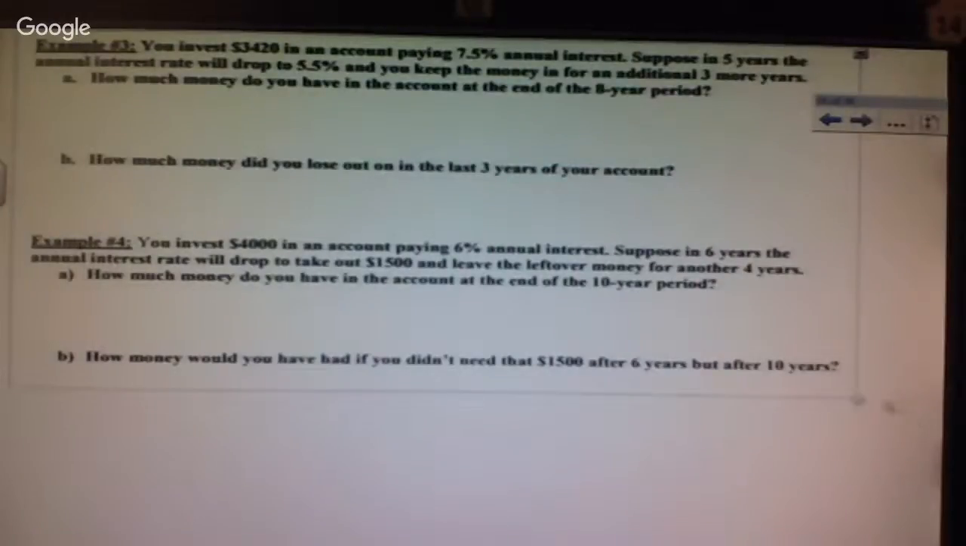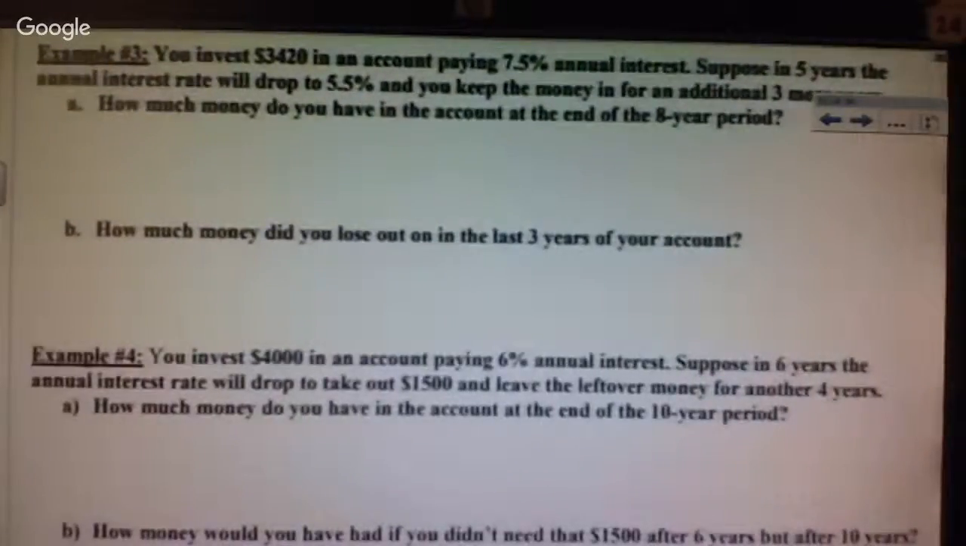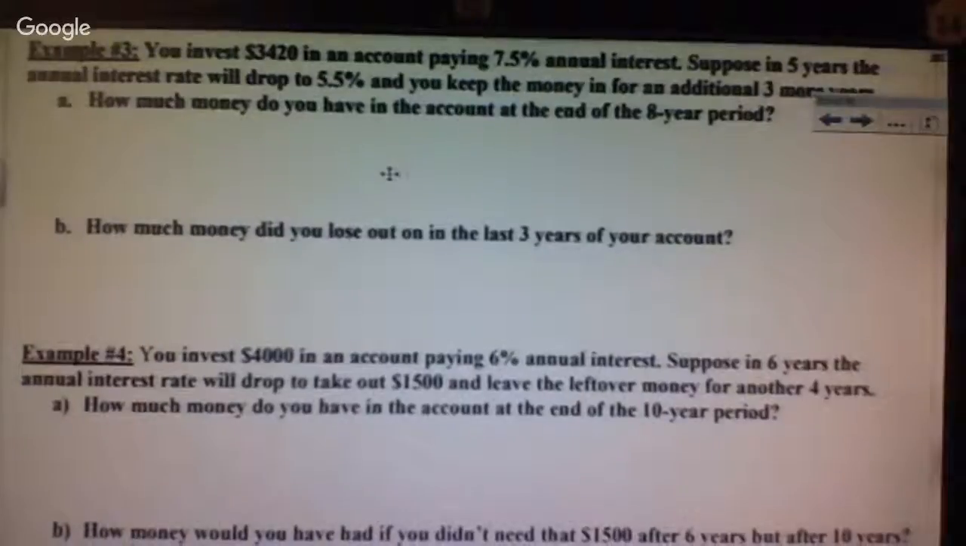Okay. Here's the last two then on this page. Then we're going to talk about compounding monthly, quarterly, all that happy stuff. Okay. You're investing $3,420 into an account paying 7.5% annual interest. Suppose in 5 years, the interest rate's going to drop to 5.5%, and you keep the money in for an additional 3 more years. How much money do you have in the account at the end of your 8-year period?